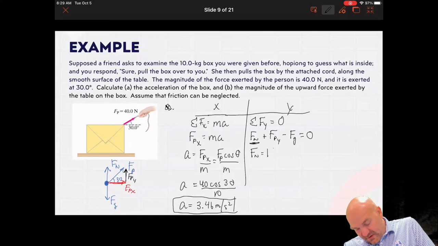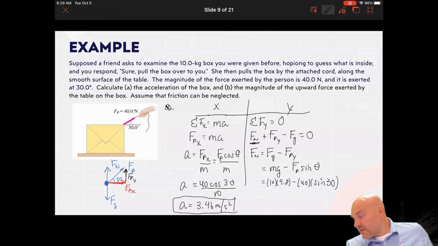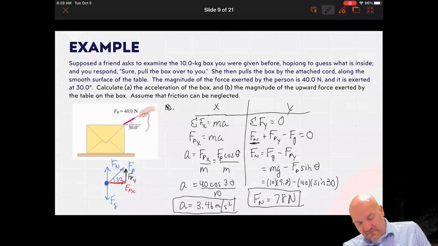So Fn equals Fg minus FPY. And so it's going to be mg minus FP sine theta. And so it's going to be 10 times 9.8 minus 40 times sine 30. Okay, and then we find that the normal force provided by the table will be 78 newtons.